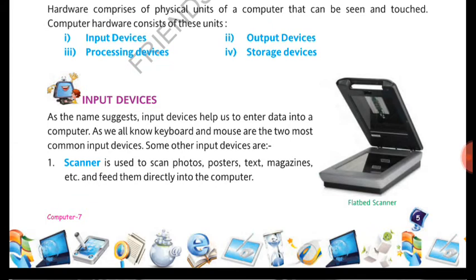Input devices. As the name suggests, an input device is one by which we can give input to the computer system. After giving the input, the computer system can process that input, and finally the computer can give us the output. So first is the scanner, which is used to scan photos, pictures, magazines, text, etc. After scanning, it directly feeds into the computer system.